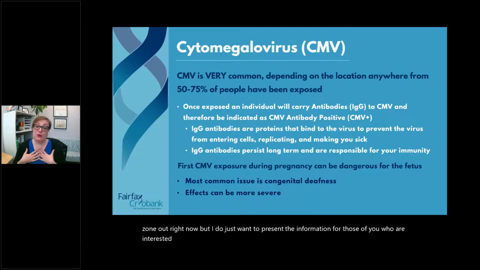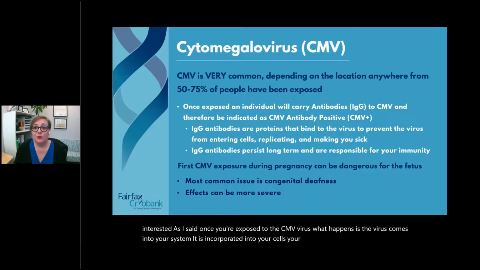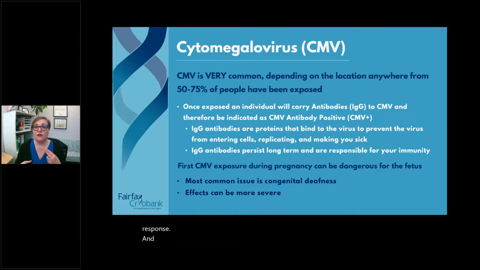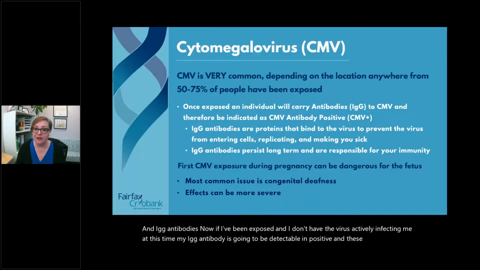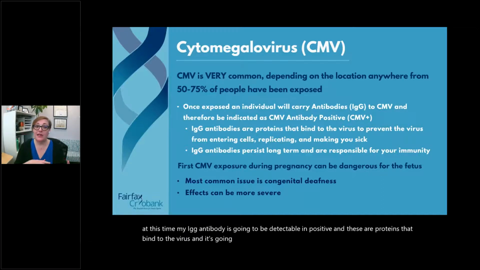As I said, once you're exposed to the CMV virus, the virus comes into your system. It is incorporated into your cells. Your body then elicits an immune response. And there are two kinds of antibodies that are produced: IgM and IgG antibodies. Now, if I've been exposed and I don't have the virus actively infecting me at this time, my IgG antibody is going to be detectable and positive. And these are proteins that bind to the virus, and it's going to prevent the virus from entering more cells and replicating and making you sick.